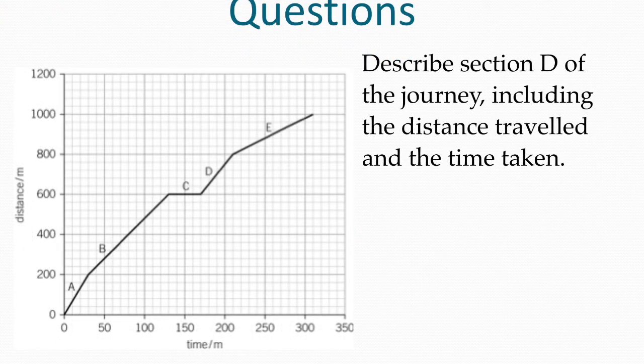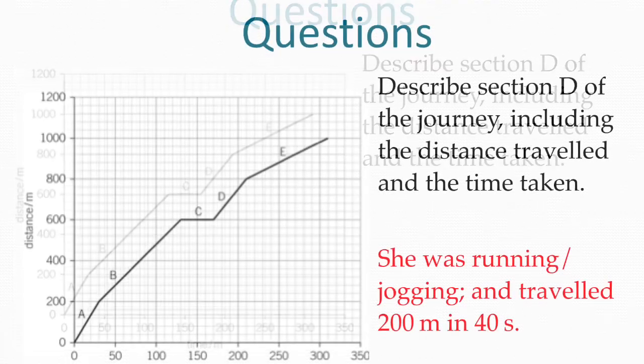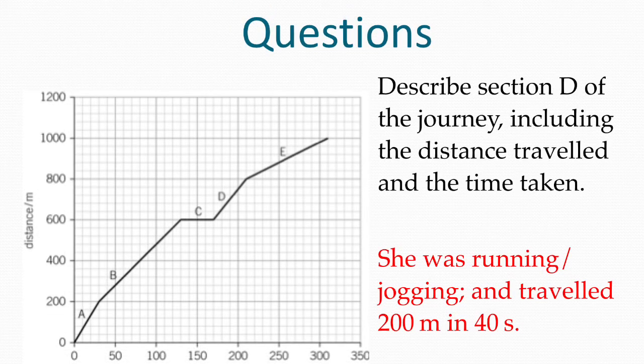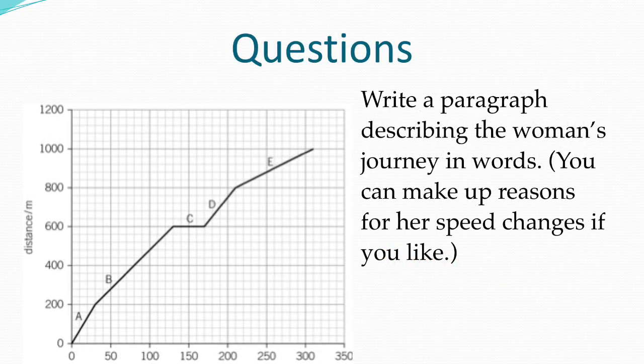Describe section D of the journey, including the distance travelled and the time taken. In this section of the graph, the jogger travelled 200 metres in 40 seconds. I'd now like you to write a paragraph to describe the woman's journey. You can make up reasons for her change of speed as you go along. Don't forget to pause the video at this point so you can write the paragraph.